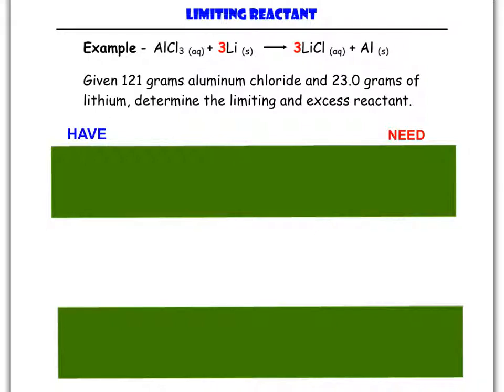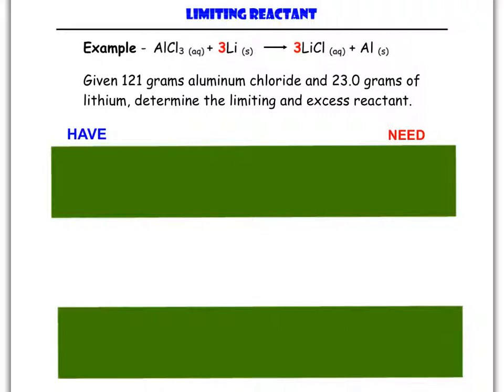Alright, so given 121 grams of aluminum chloride and 23 grams of lithium, determine the limiting and excess reactant. As always, please go through, try this one out on your own before we begin. Okay, hopefully by now you have tried this problem, so let's go through and solve for this.